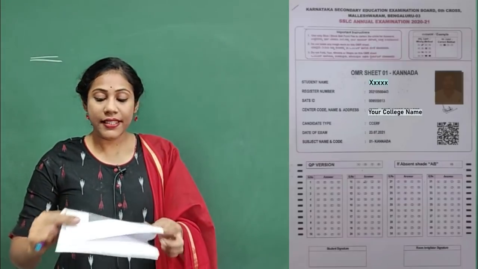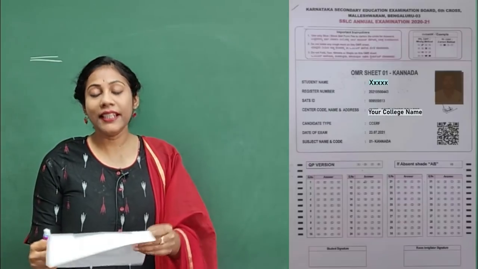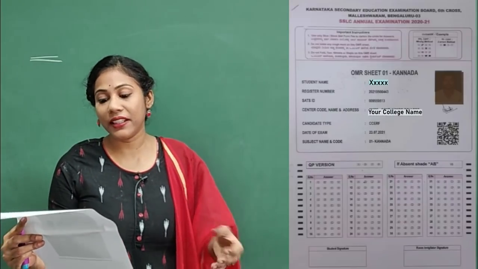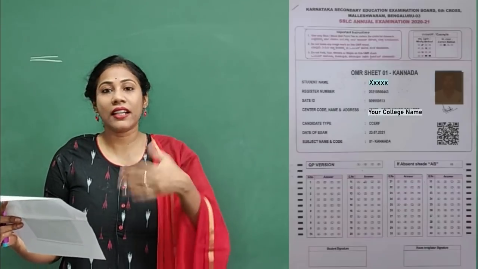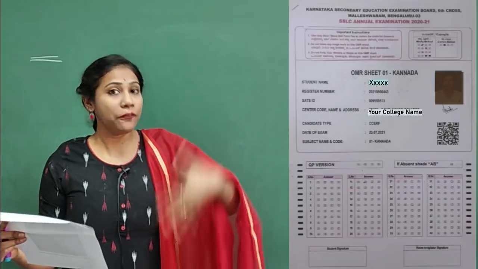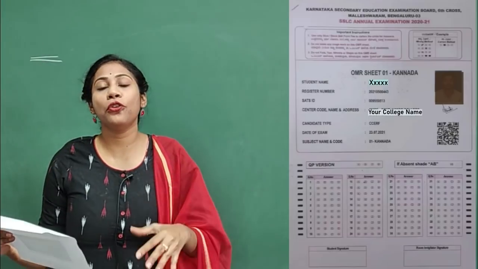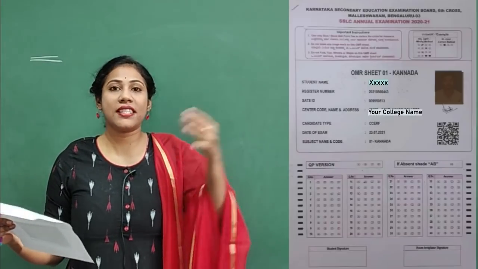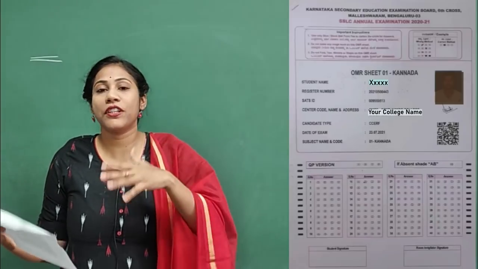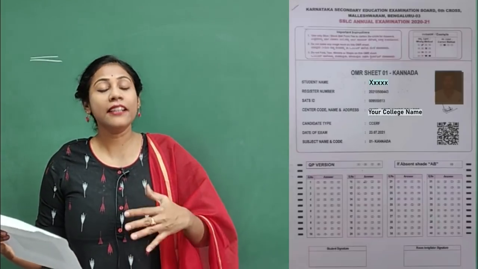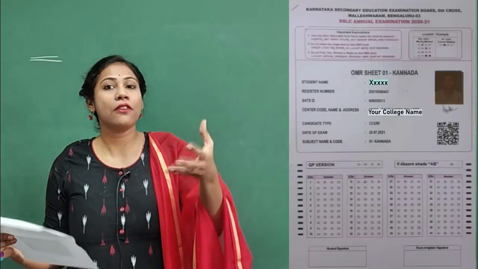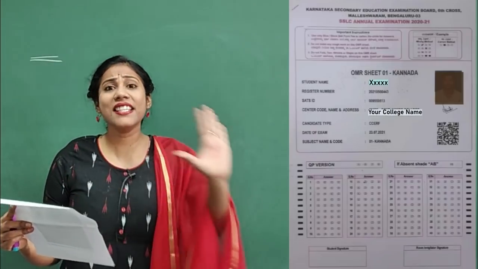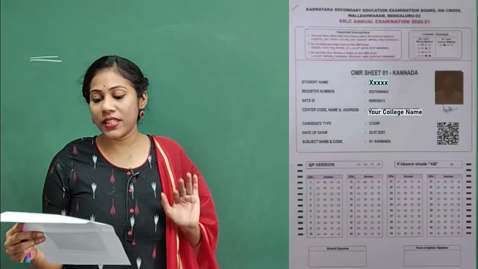If you see the sheet properly, you can clearly see the first thing they have mentioned is the subject. See, OMR sheet 1 Kannada they have mentioned. I mean, for every subject, for maths they'll give you an OMR sheet which includes the 40 questions, and for science one OMR sheet, and for social one OMR sheet, right? So for every 40 questions, one OMR sheet will be provided for you. And this is how that OMR sheet looks like.